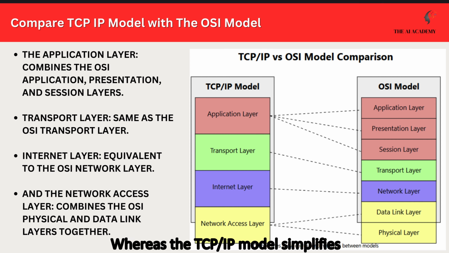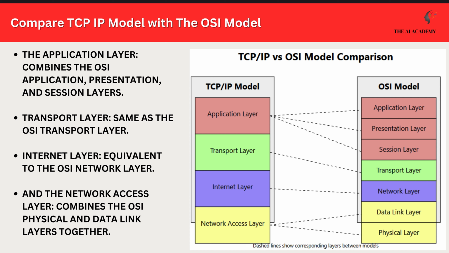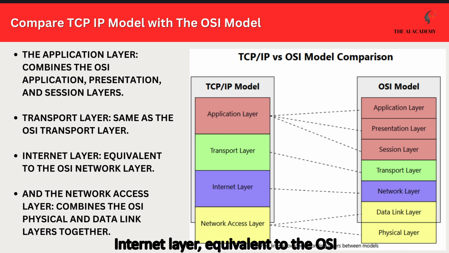Whereas the TCP/IP model simplifies networking into 4 layers. The application layer combines the OSI application, presentation, and session layers. The transport layer is the same as the OSI transport layer. The Internet layer is equivalent to the OSI network layer. And the network access layer combines the OSI physical and data link layers together.